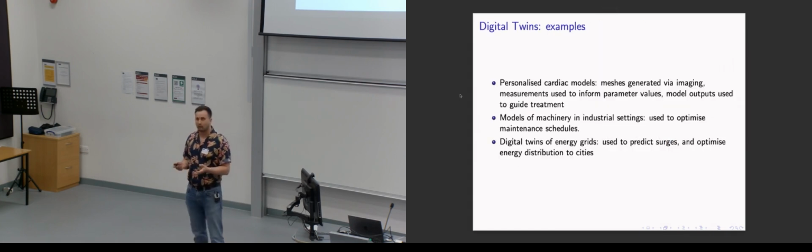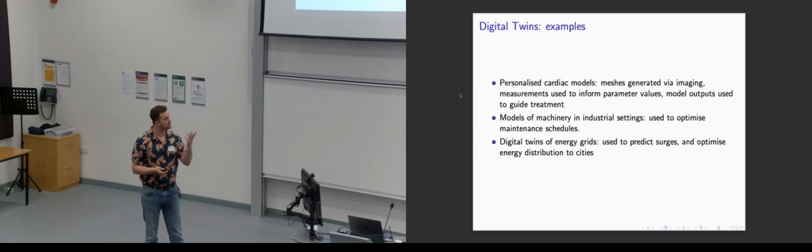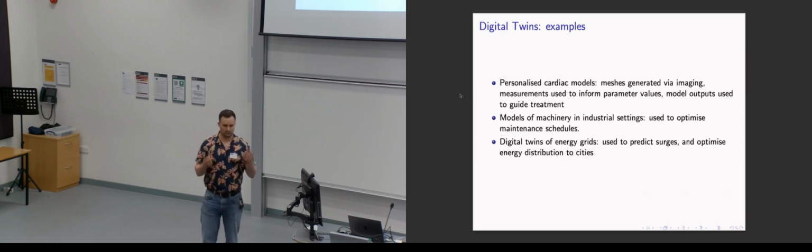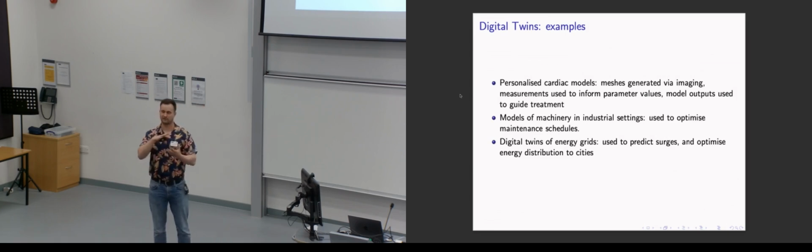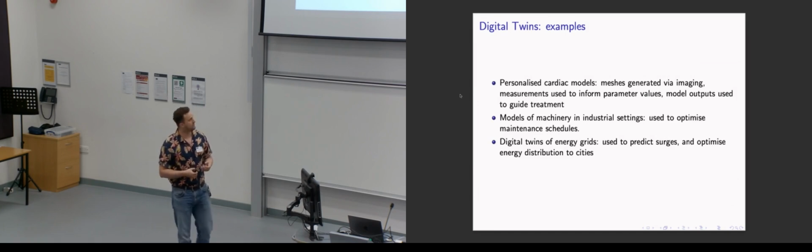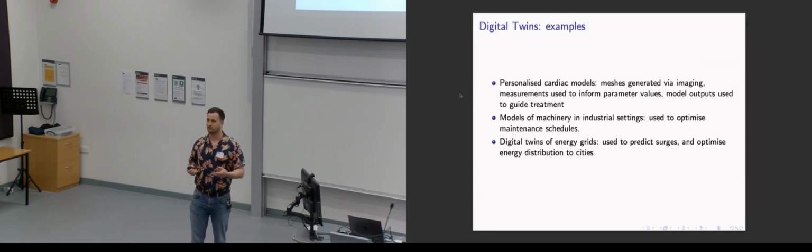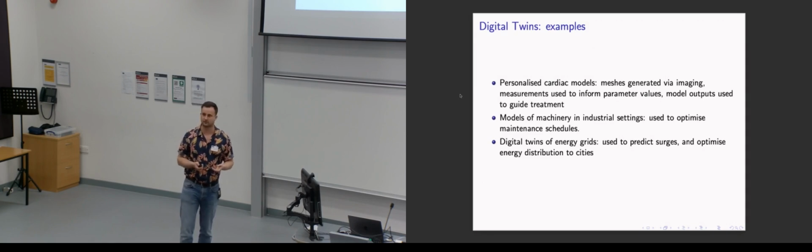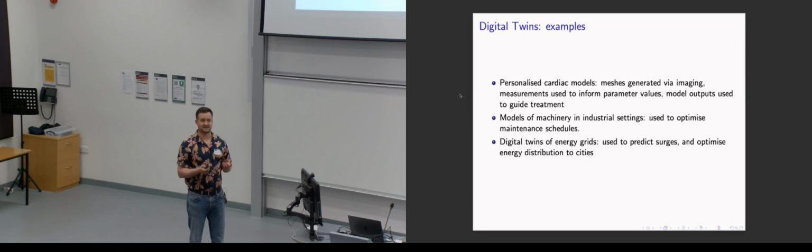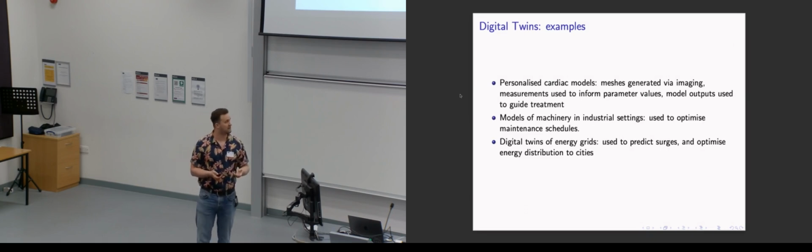Digital twins that we might see more frequently in our work in academia include personalized cardiac models, which we'll talk about a little bit today. These are precision medicine models where you have a patient and you take some kind of scan of their heart, which gives you this personalized mesh, which is your digital twin object. And then you can use that to guide treatment or do prognosis for patients. There are quite a lot of digital twins in industrial settings, used to optimize things like maintenance schedules and check when things are going to break. And then obviously energy is quite a good space for digital twinning. You can predict surges and optimize power distributions across cities.